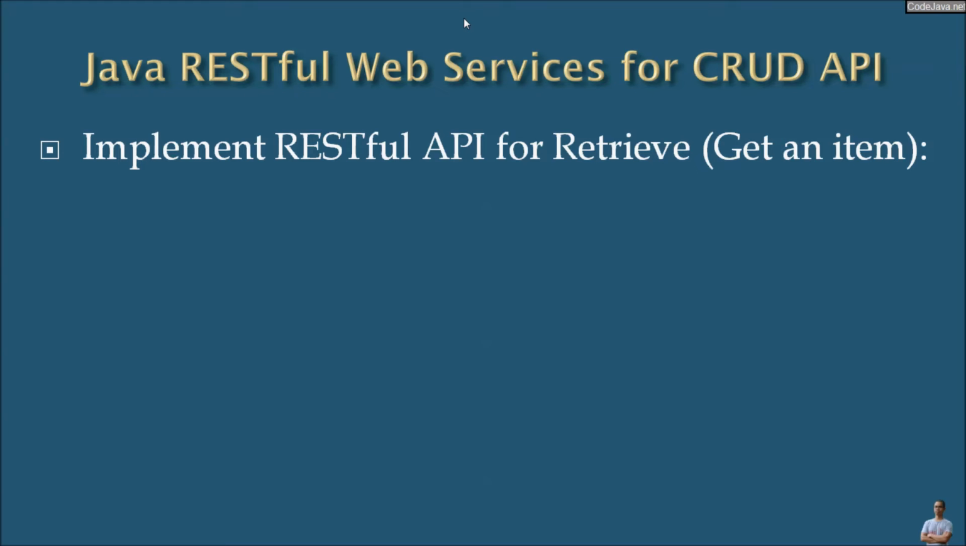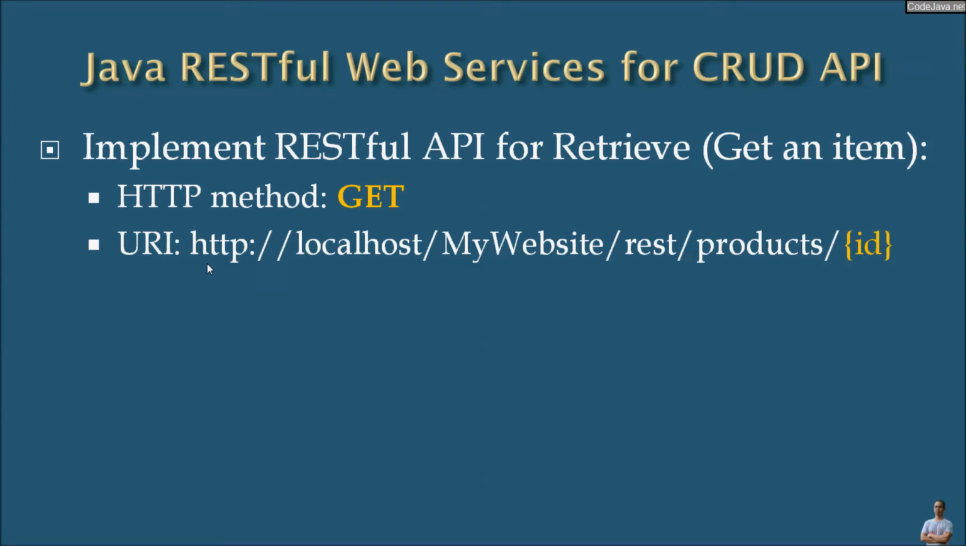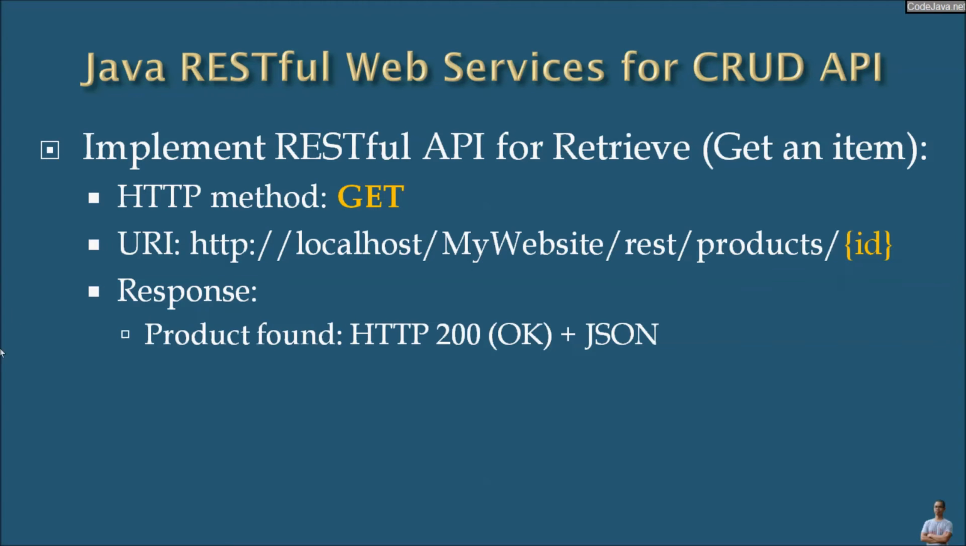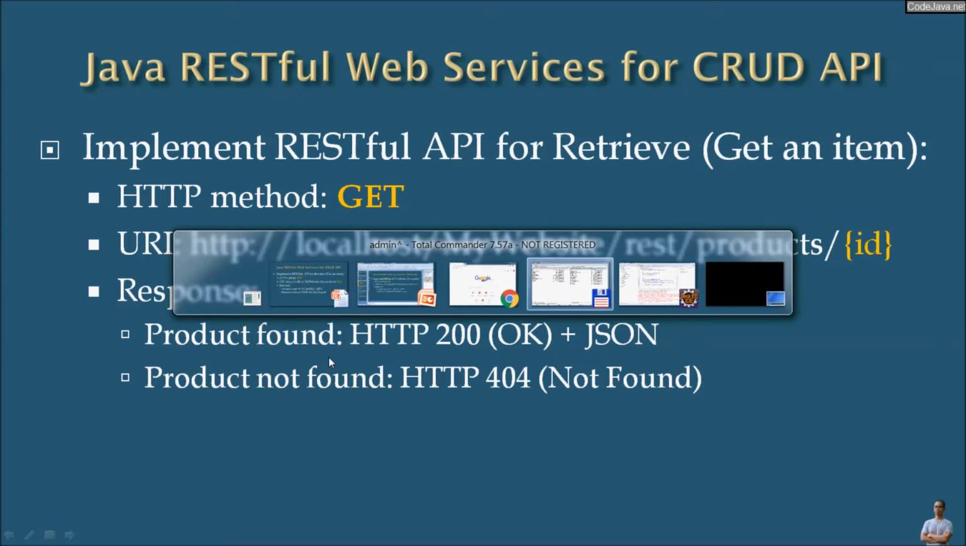Next, let's implement a RESTful API method for the retrieve operation to get an item, get a product. The client must use the HTTP GET method in the URL. The URL of the web service includes the ID of the product, and the server returns a response like this. If the product is found, return HTTP 200 status and JSON format for the product information, or if the product is not found, return HTTP 404 status. Now let's write code.